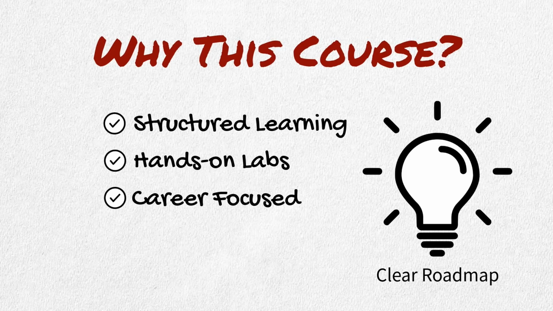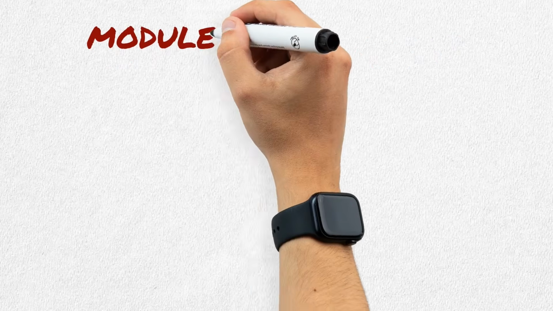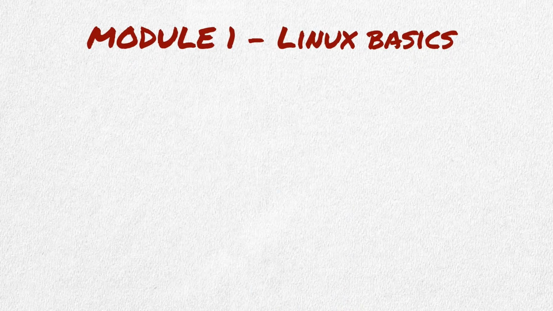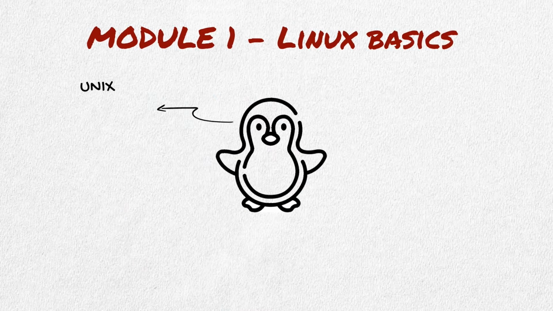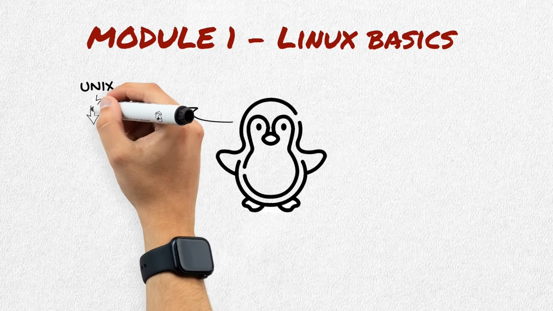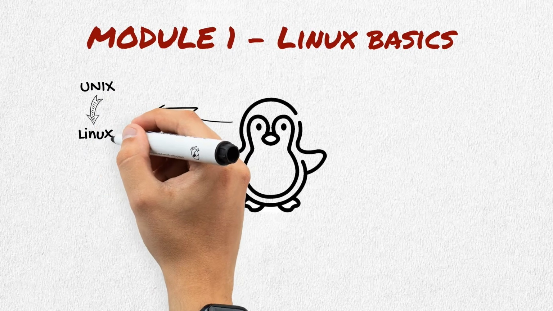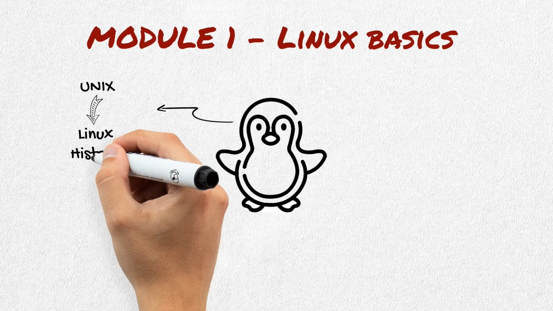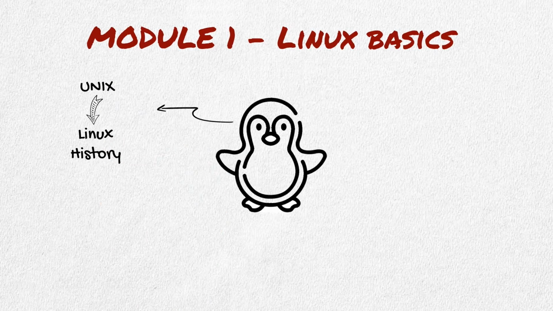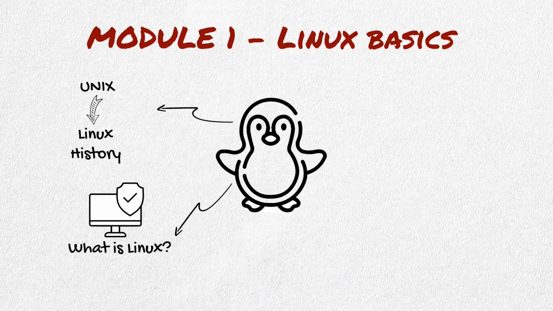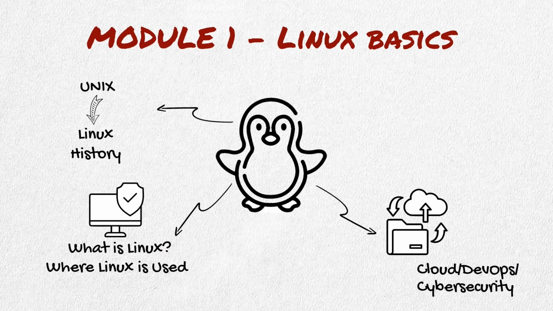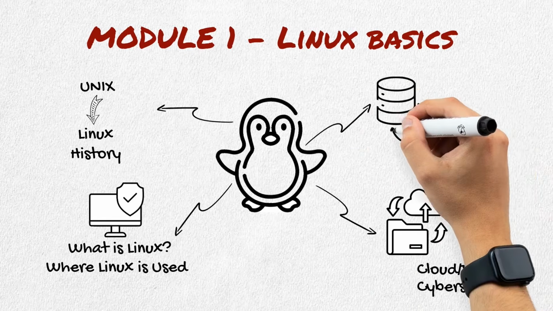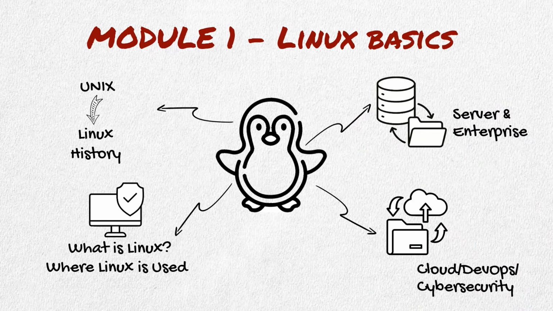Now let's take a look at the first few modules in detail. In Module 1, we start right from the basics. We'll talk about what Linux really is, take a quick look at the history of Unix and how Linux evolved from it, and explore where Linux is used today, from servers and cloud platforms, to cybersecurity, DevOps, and large enterprise environments. This module is all about building a strong foundation, so even if you're completely new to Linux, you won't feel overwhelmed or lost.